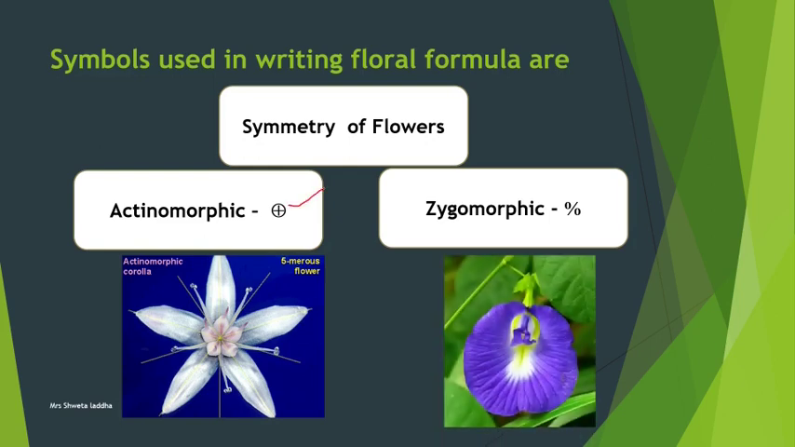Zygomorphic flower, also called bilateral symmetry. If you remember, you can divide this flower into two equal identical halves only through one plane, that one imaginary line. So it is shown by a percentage symbol. I hope you followed this.